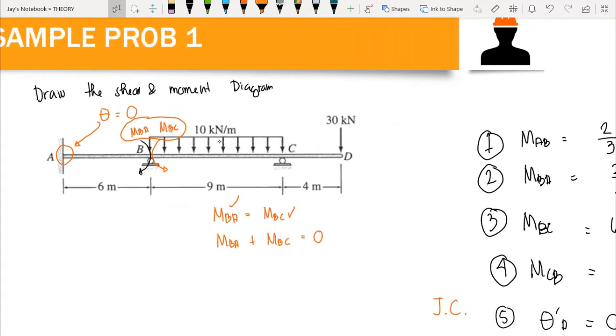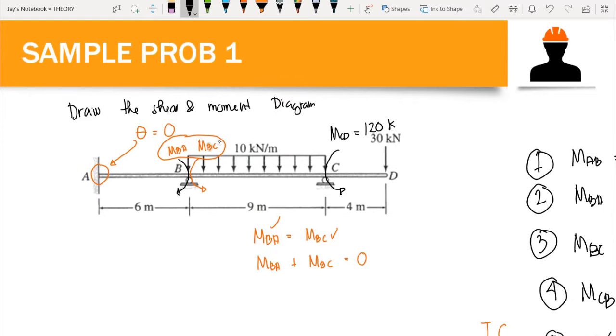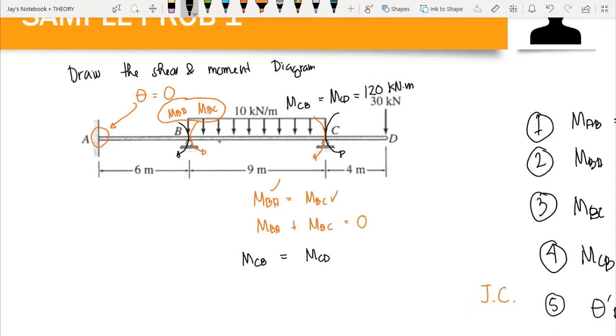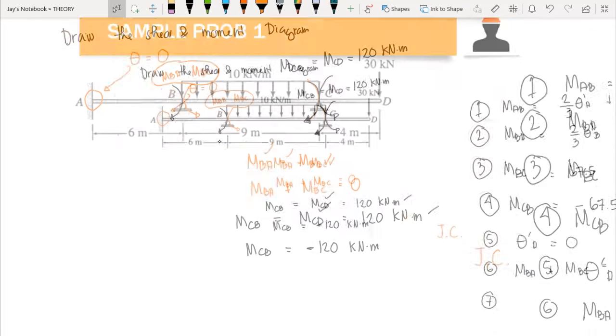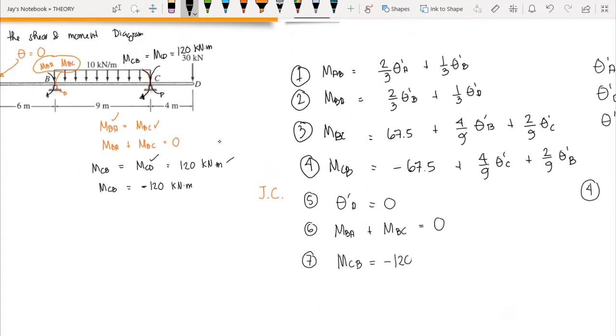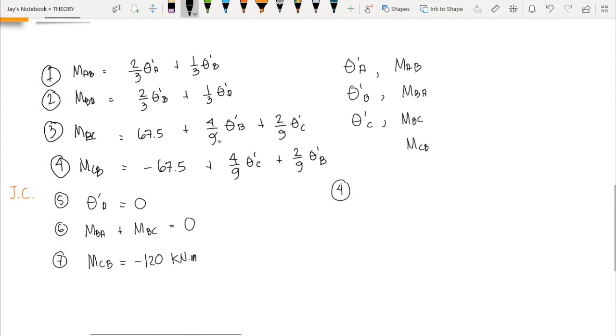Now, in this case, we have already computed the value of MCD, correct? And MCD here is equal to 120 kilonewton meters. And this also gives the value of MCB. Okay, so MCB is equal to MCD, and they have the same magnitude. We have 120 kilonewton meters. But the difference is that MCB must be negative in value because the rotation is clockwise. Okay, our rotation of MCB is in clockwise direction. Thus, if you add MCB and MCD, it would give you 0 moment at point C. Okay? So, MCB is equal to negative 120. So, we have MCB is equal to negative 120 kilonewton meter. So, we use these joint conditions.